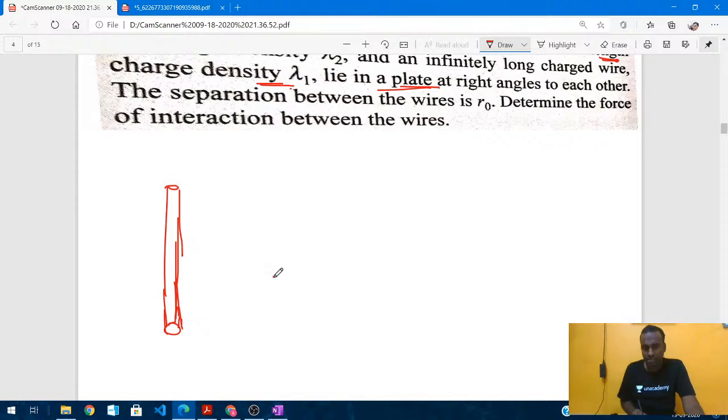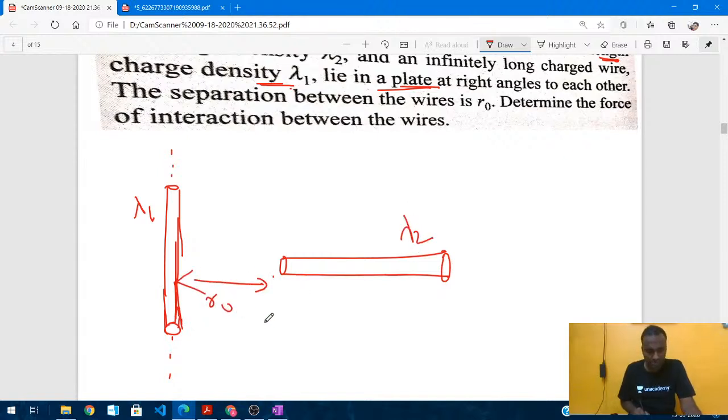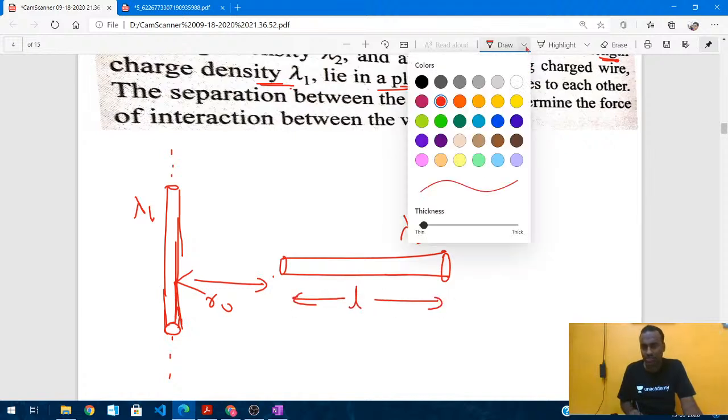Suppose two rods are placed over here perpendicular to each other. This is an infinite rod, and its linear charge density is lambda 1. And the other one, students, has lambda 2. This is at a distance R0, and this one has a length L, of course.